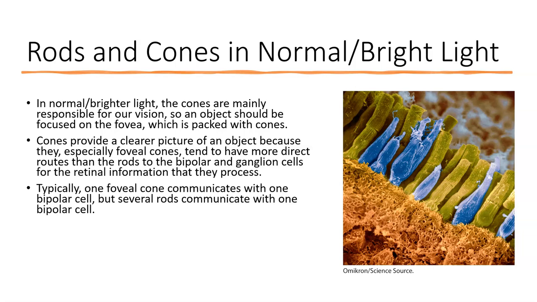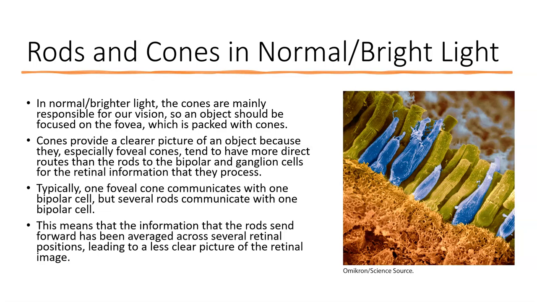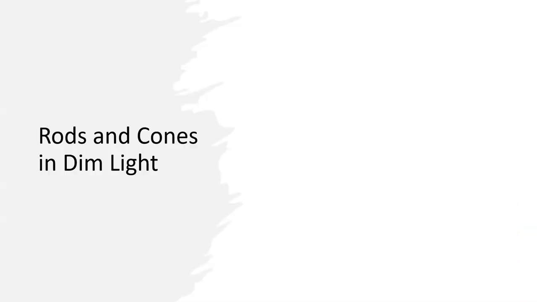Remember that there are a lot more rod cells than there are cone cells. Cone cells have direct lines to their own specific bipolar and ganglion cells, whereas for the rods, their connecting points are shared instead. This means that the information that the rods send forward has basically been averaged across several positions, and that leads to a less clear, more blurred picture going forward.